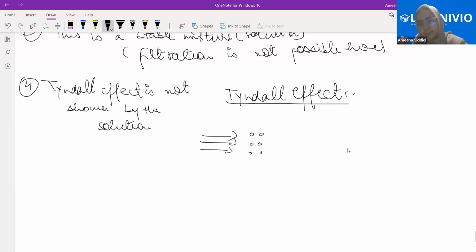Is it clear? And we will study further why the atmospheric particles are able to scatter the light. Okay, we will learn about their size. Fine. Is it clear? Any other example?